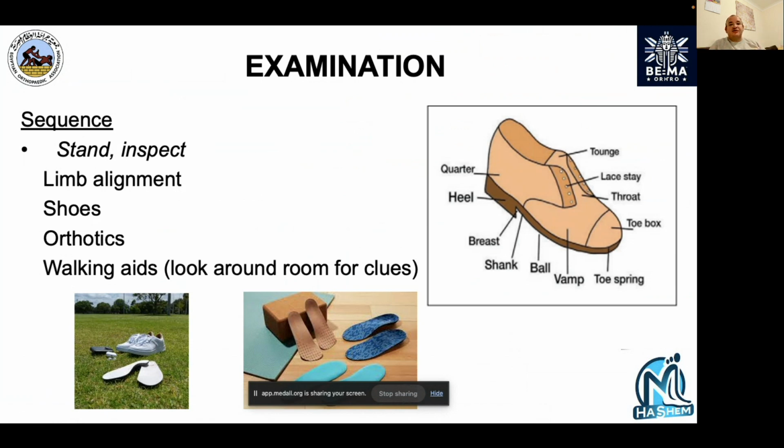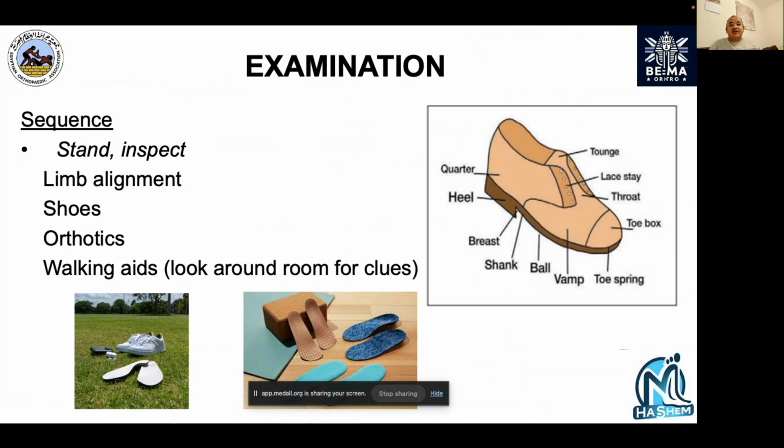With a patient with hallux valgus, you will see the shoe has a prominence on the medial side, and the shape of the toe box is not normal. Same with a patient who has abnormal loading of the foot, you will see specific types of wear and tear in the shoes and in the sole of the shoes.